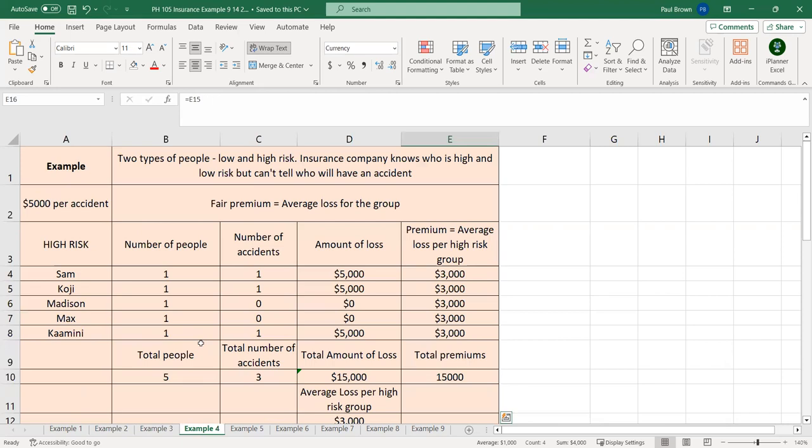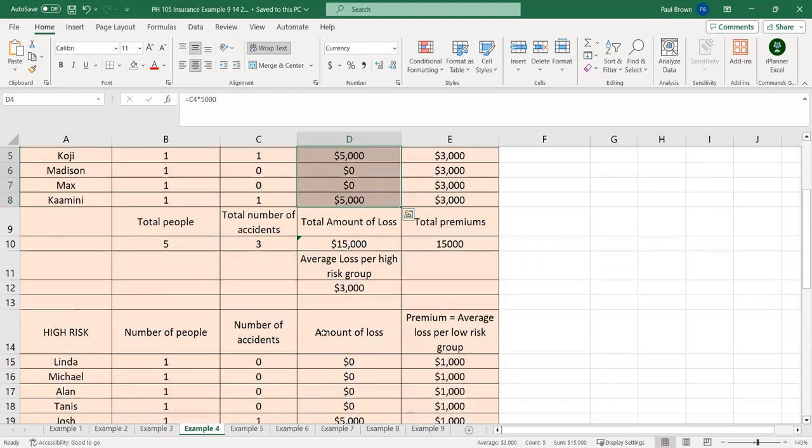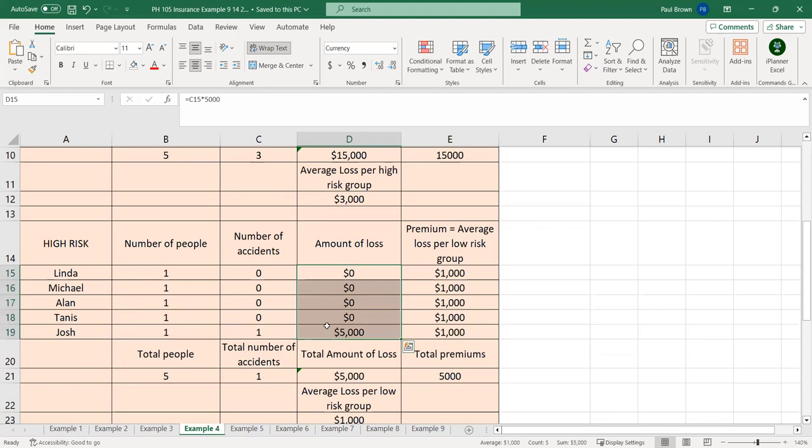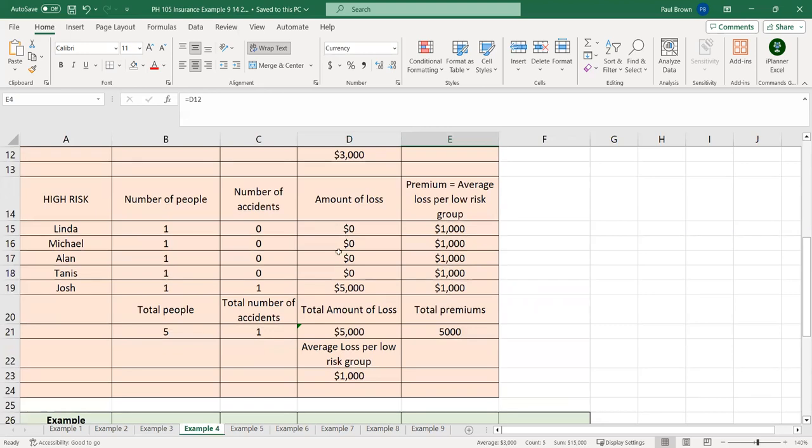Then we went through and said, okay, so now what if the company knows, but can't tell who's going to have an accident, and there are high and low risk people. So now it breaks it up into 2 different groups. Here's the high risk people, where 3 out of 5 get an accident. Here's the low risk people, where 1 out of 5 get an accident. The premium for this group is the sum of the losses divided by the number of people. So 15,000 divided by 5, that's 3,000. So everyone gets charged $3,000. And in this one, the sum of the losses is $5,000 divided by the number of people, 5. So it's $1,000. So everyone gets charged $1,000.